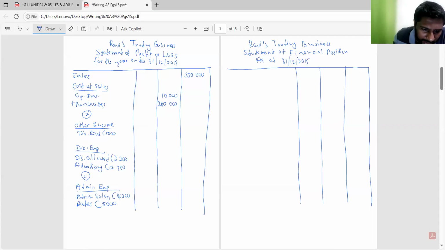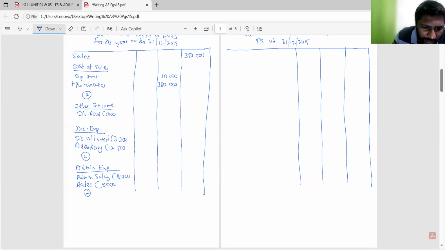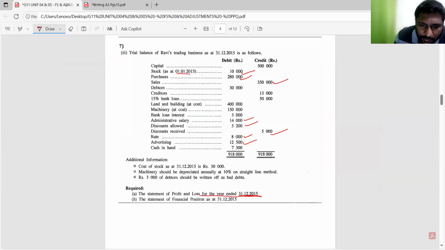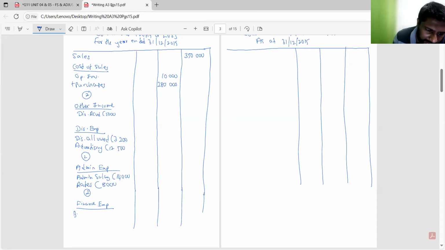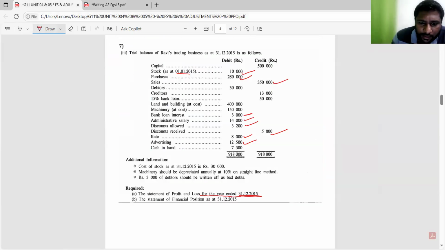Then we can again leave another 2 lines. Then we can move to the finance expenses. Under the finance expense, we can write the interest. Bank loan interest 3,000. Remember, generally in the trial balance, we have the paid amounts. Interest 3,000. That is also done.